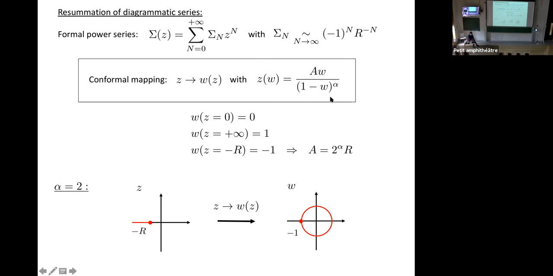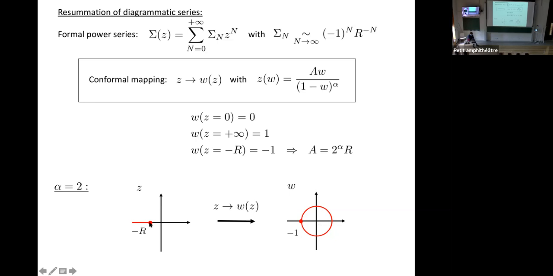This conformal mapping is not unique, but this is the mapping that we use. What is essential is that we map z equal to 0. So this is the representation in the z plane. Here we have the representation in the w plane. The origin at z equals 0 is mapped onto the origin w equal to 0. And the real positive axis is mapped onto the unit segment between 0 and 1. So z equal to plus infinity is mapped onto w equal to 1.